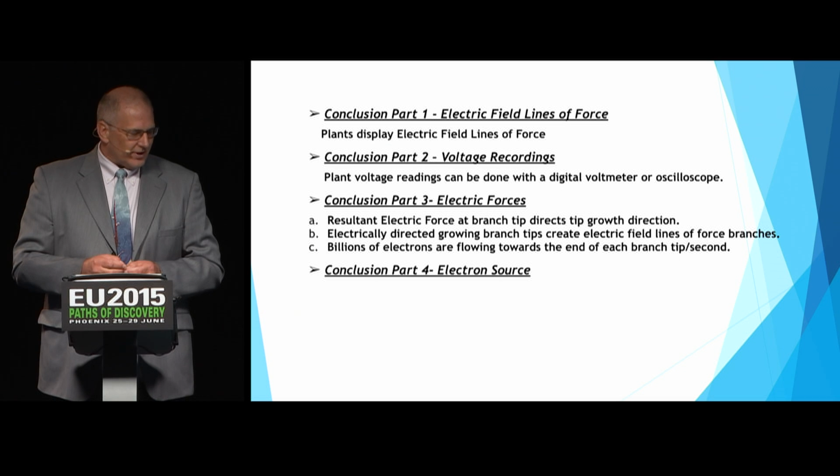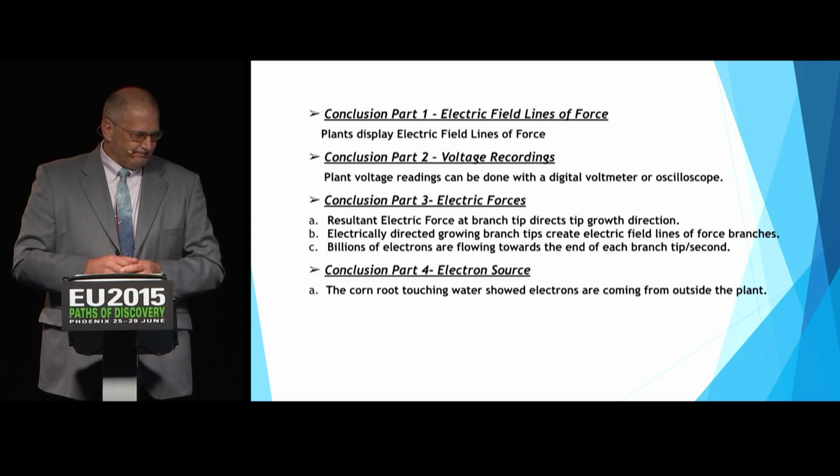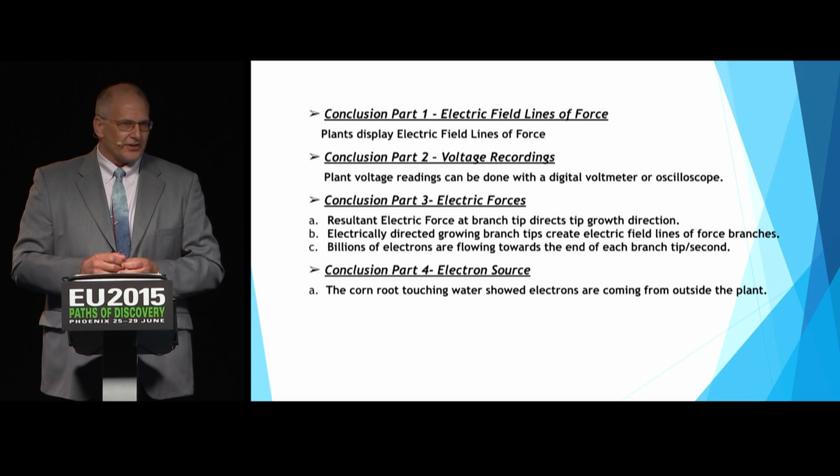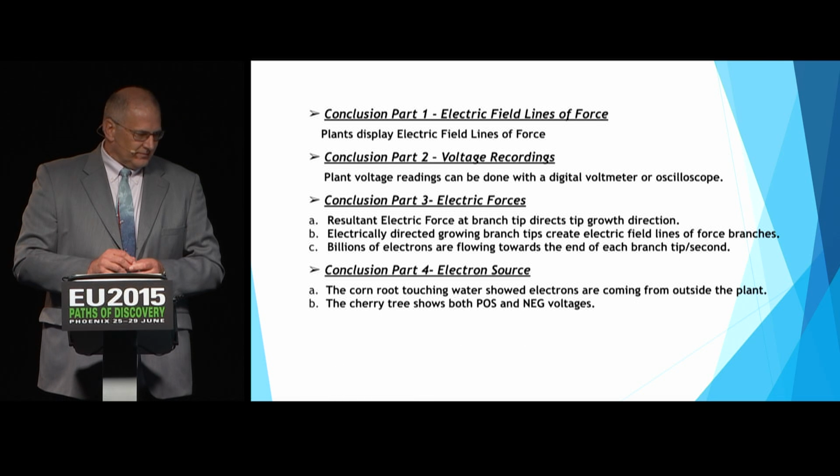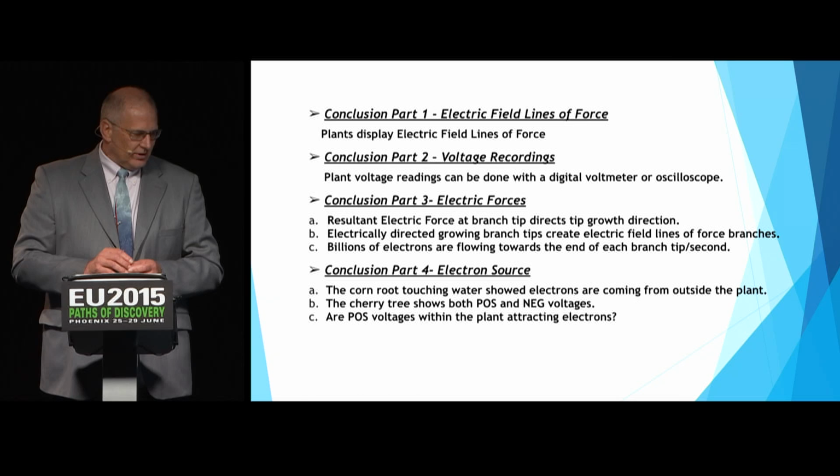Conclusion part four, electron source. The corn touching the water showed electrons are coming from outside the plants and traveling upwards in the plants. The cherry tree shows both positive and negative voltages. Are the positive voltages within the plant attracting electrons?